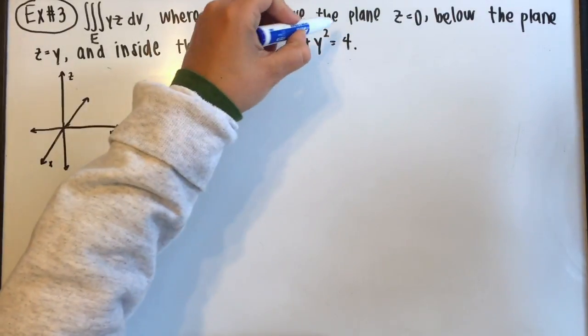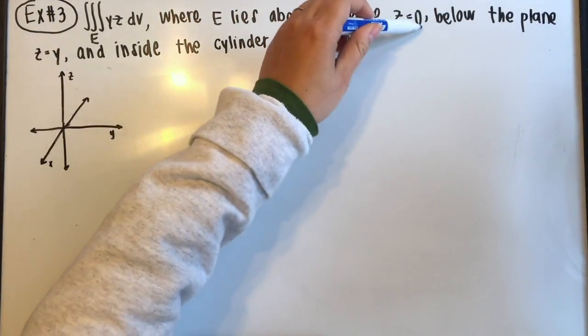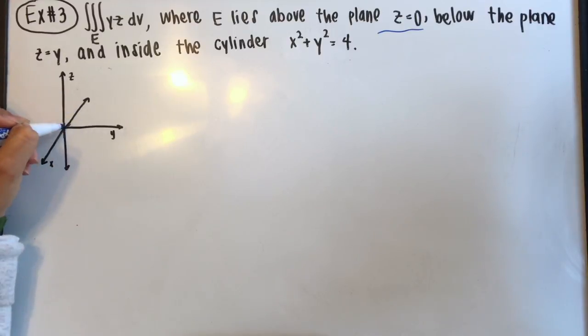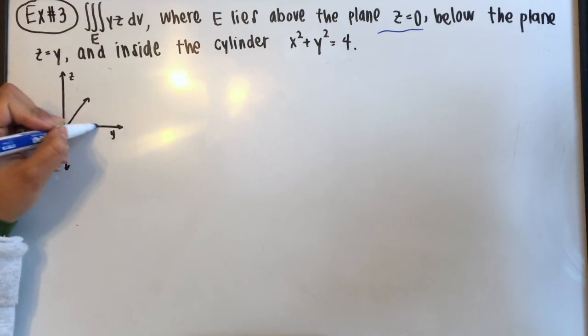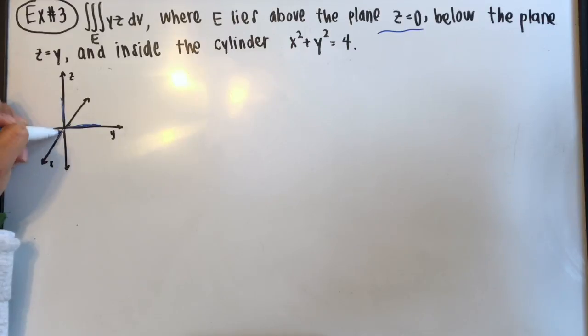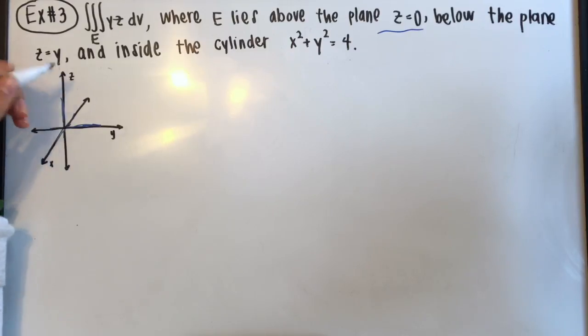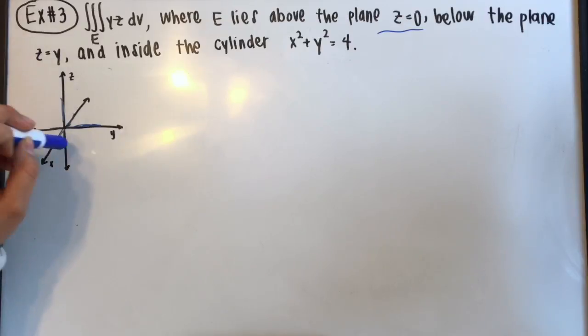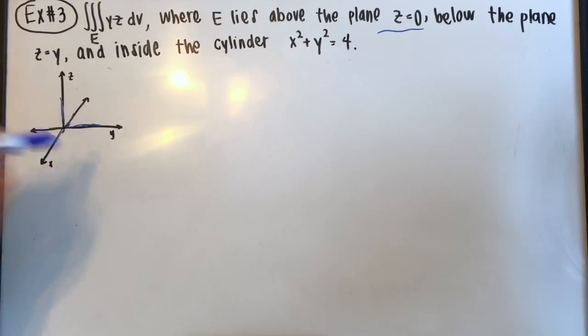So it says above the plane z equals 0. So above the plane, like the first example that we did, means it's going to be the top here. It's not going to be the bottom. So that means z is positive. It's always going to be positive. So we're not going to consider that part, all right?